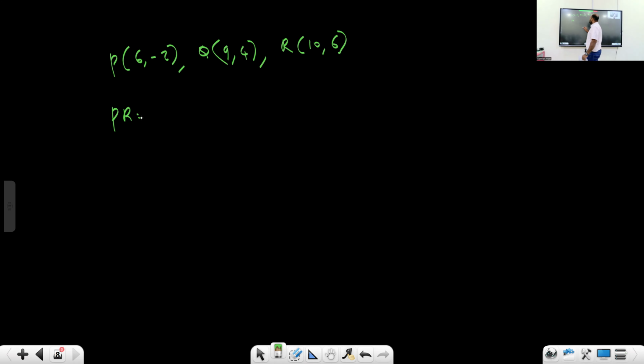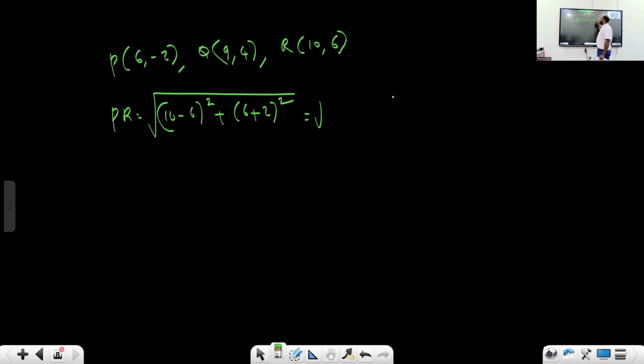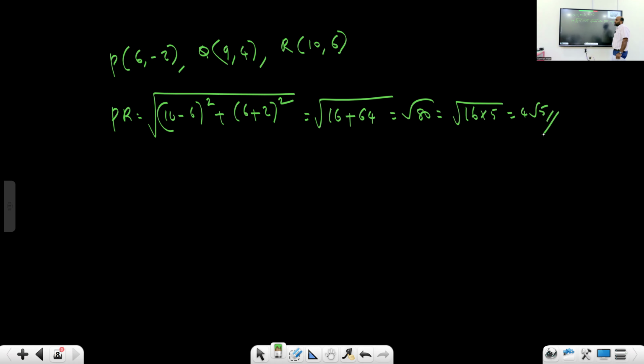PR, 10 minus 6 whole square, plus 6 plus 2. Why 6 plus 2? Because minus minus is coming. What is 10 minus 6? 4. 4 square, 16. 8 square, 64. Root 80. This is enough. If you want, you can do the prime factorization, 4 root 5. Not compulsory.